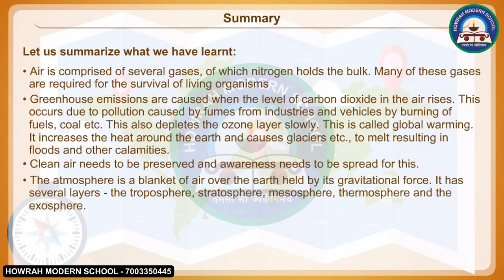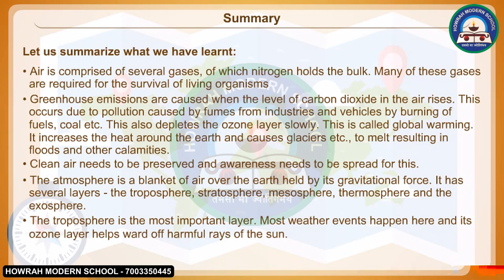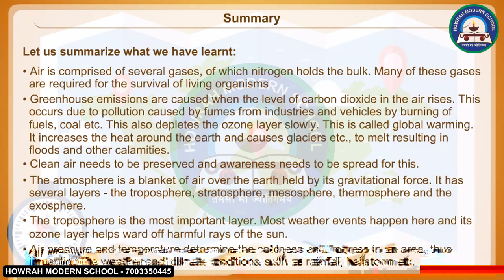The atmosphere is a blanket of air over the earth held by its gravitational force. It has several layers: the troposphere, stratosphere, mesosphere, thermosphere, and the exosphere. The troposphere is the most important layer. Most weather events happen here, and its ozone layer helps ward off harmful rays of the sun. Air pressure and temperature determine the coldness and hotness in an area, thus impacting the weather and climate conditions such as rainfall, hailstorm, etc.